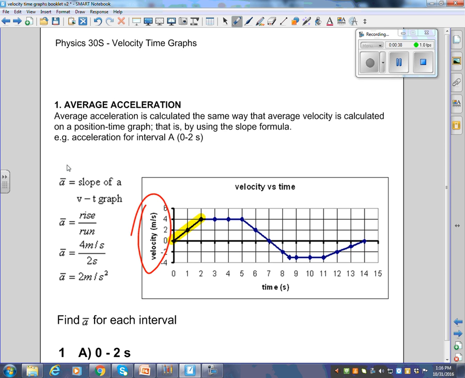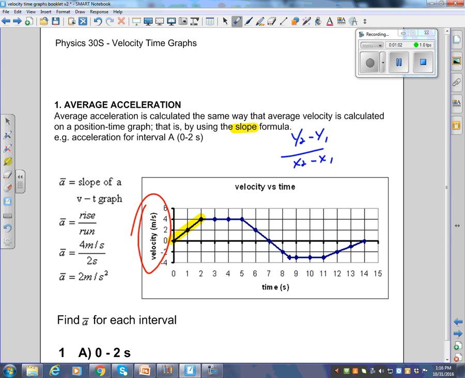Okay, so we're first going to look at average acceleration. Average acceleration is calculated the same way that average velocity is calculated on a position time graph. That is by using the slope formula, right? And what is that slope formula? Rise over run, or y2 minus y1 all over x2 minus x1.